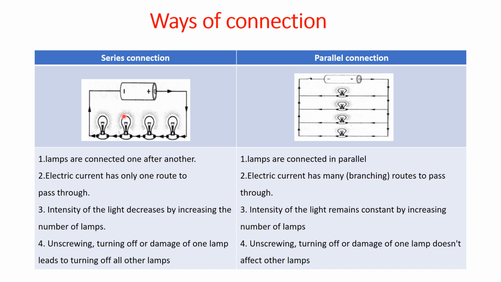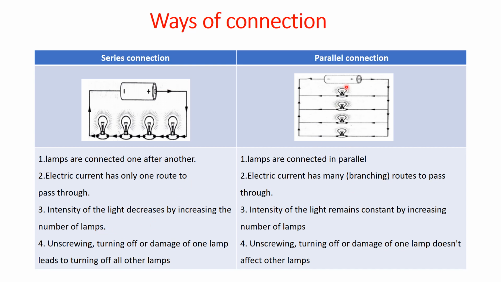And when we remove or unscrew one lamp, the rest of the lamps will turn off because the electric current has only one route to pass through, and this is the series connection. The lamps are connected one after another, and the electric current has only one route. The light intensity means the power of light. The light intensity decreases by increasing the number of lamps, and this we will see in the video in a little while.